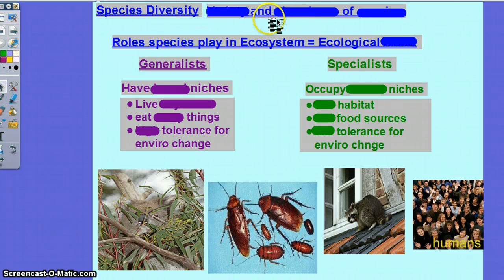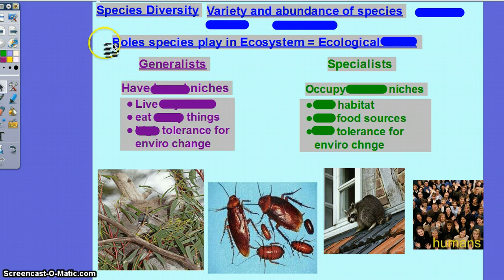All right, so species diversity. Like we mentioned before, it's variety and abundance of species in a given area. And the role of a species is the ecological niche. There's two main groups of species, generalist and specialist. And I'm going to point right here to these generalists.